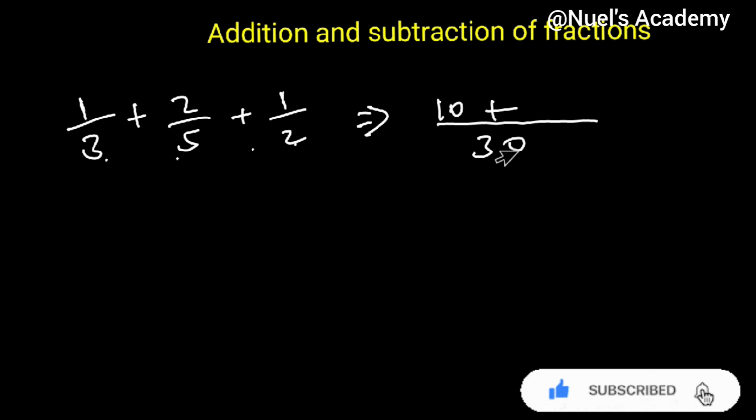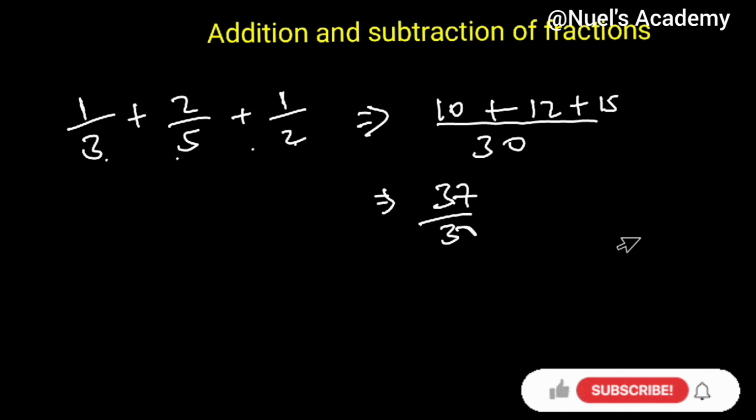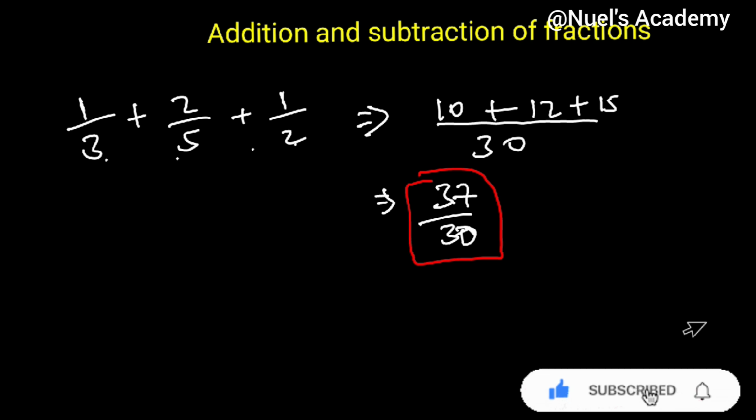Then plus 30 divided by 5 is 6. 6 times 2 is 12. Then plus 30 divided by 2 is 15. 15 times 1 is what? Is 15. So we're going to add the numerators. 10 plus 12 is 22. 22 plus 15 is 37. So this is going to be 37 over 30. And then this is our final answer. So I hope that is what we got. So let's go over and discuss subtraction of fractions.